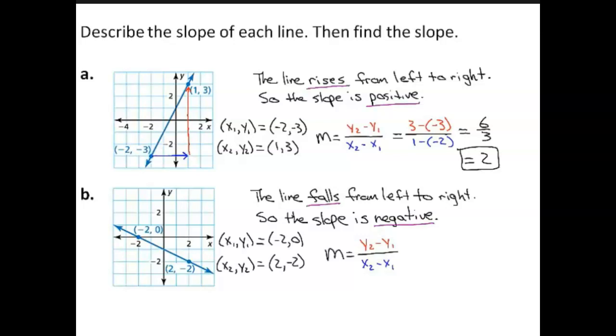y2 minus y1 is -2 minus 0, and x2 minus x1 is 2 minus -2. So m equals the quantity -2 minus 0 divided by the quantity 2 minus -2, which simplifies to m equals -2 divided by 4. So the slope of the line is -1/2.